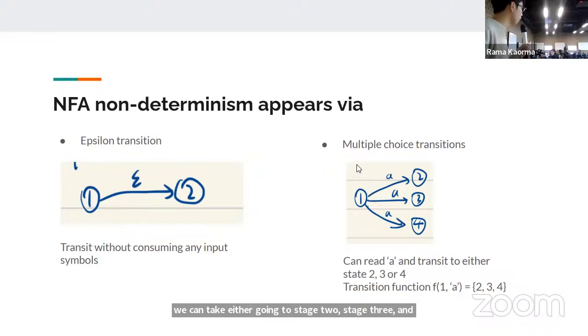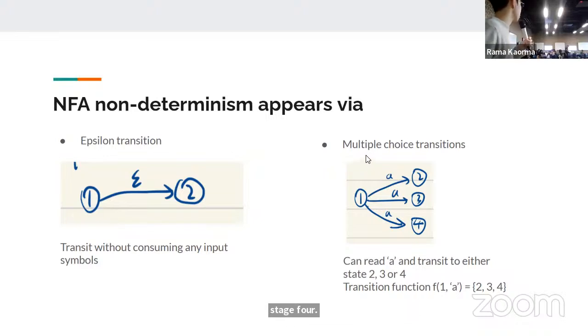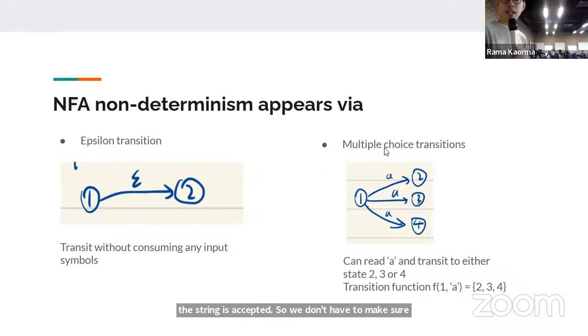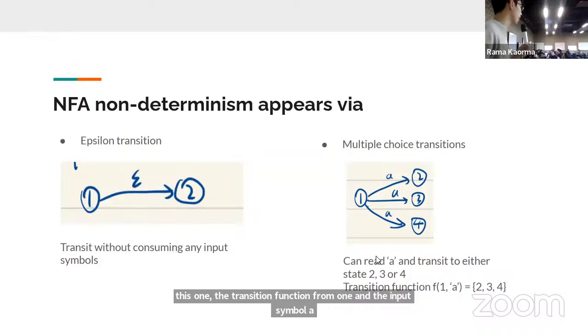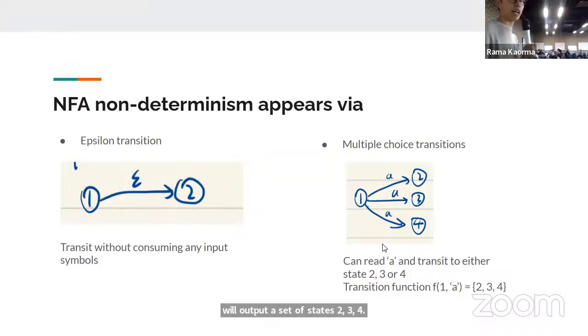And if one of the paths can accept the input string, then the string is accepted. So we don't have to make sure all the paths accept the string. We just need one of the paths to accept the string, and then the string will be accepted. So for this one, the transition function from state 1 and the input symbol A will output the set of states 2, 3, 4. That's the realization in the definition of NFA, talking about non-determinism.